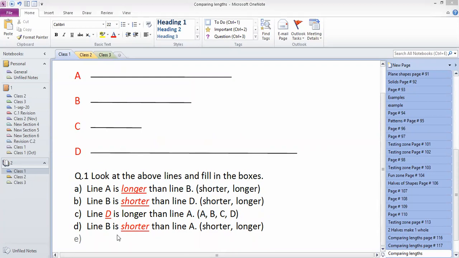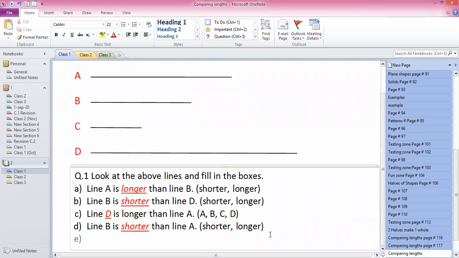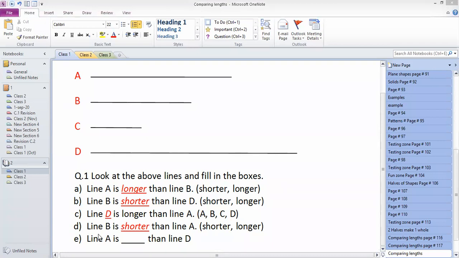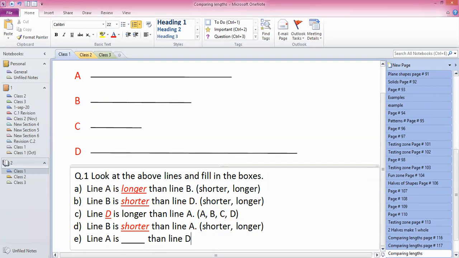Line A is dash than line D. Line A is dash than line D and dash than, this is, I'm writing E. Line A is dash than line D and dash than line B.